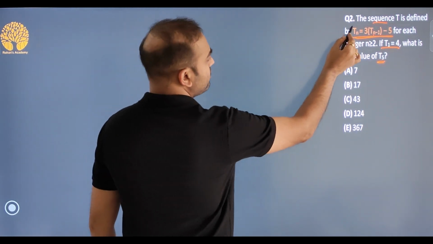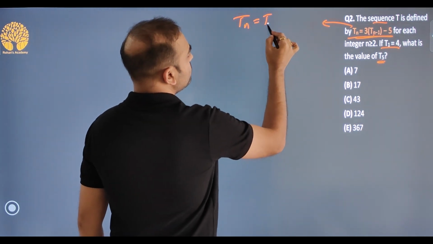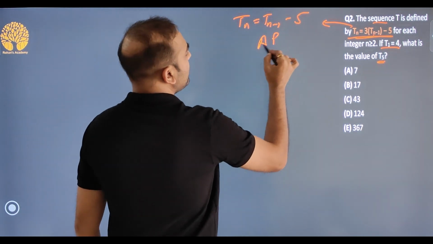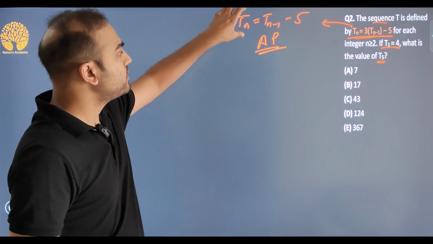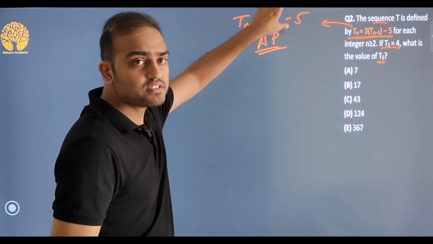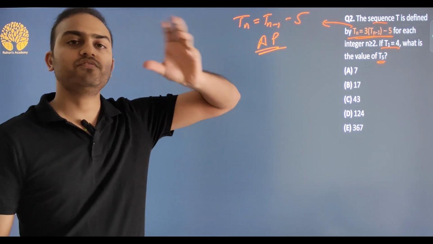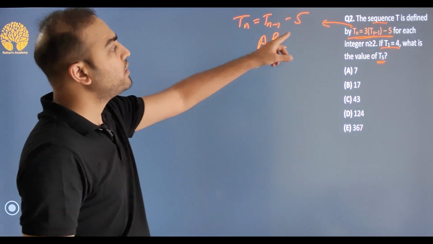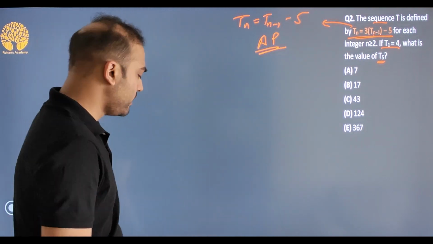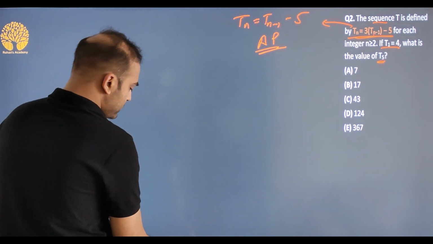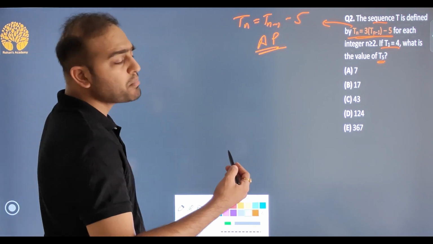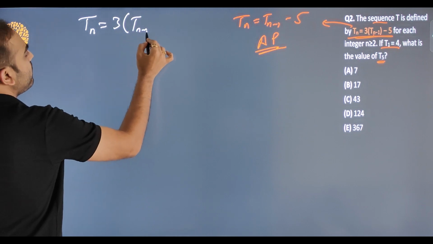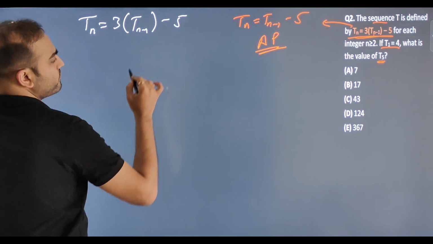See, if the same question came as Tn is equal to Tn minus 1 minus 5, I would say this is an AP because the nth term is equal to the previous term minus 5. So whenever there is a fixed addition or subtraction happening, then you say it is an AP, right? Here, by looking at it, I know this is not an AP, it's a generic sequence. So again, what do I do? I keep plugging in values. I have Tn is equal to 3 times Tn minus 1 minus 5.